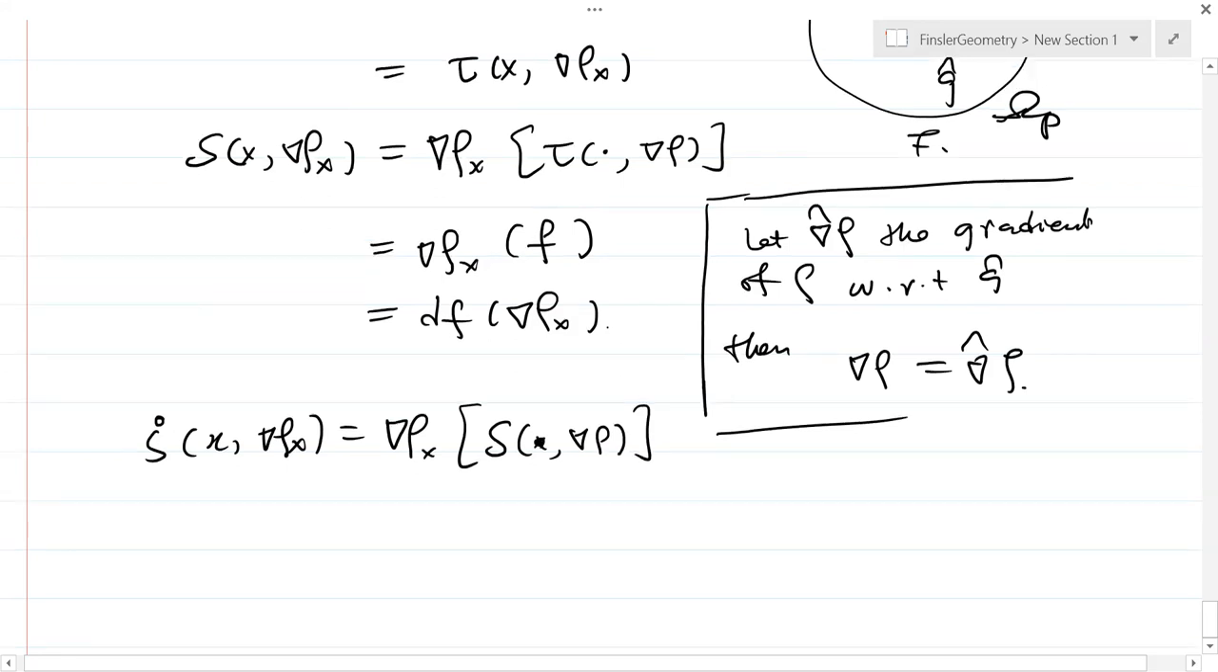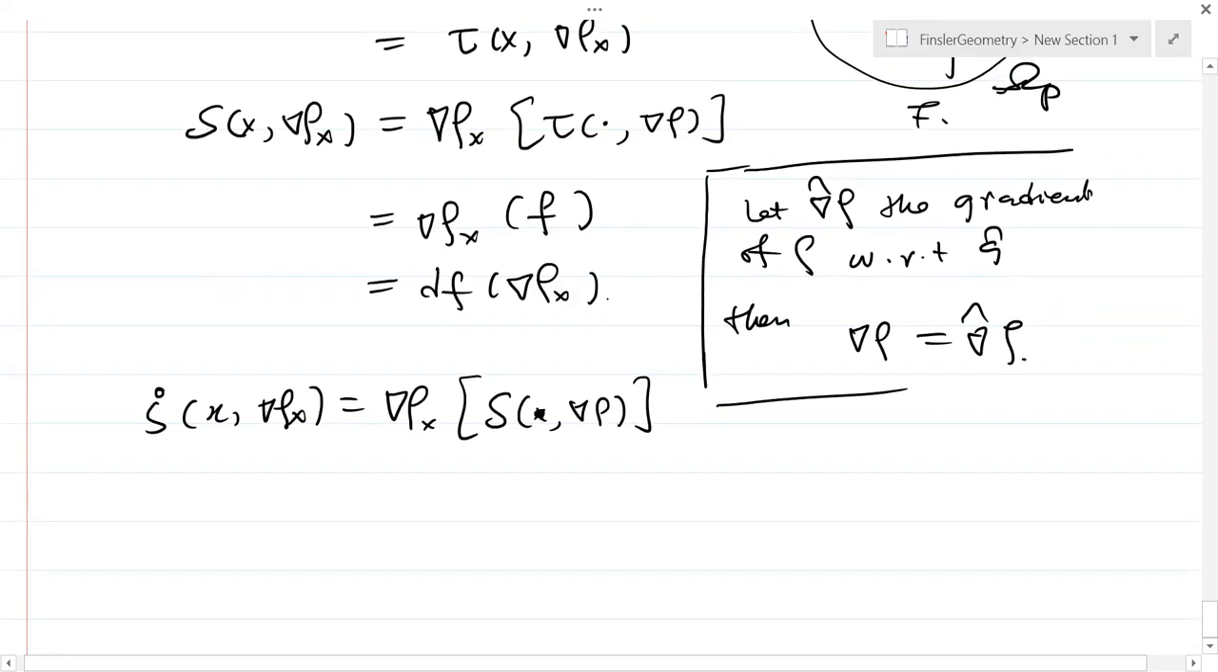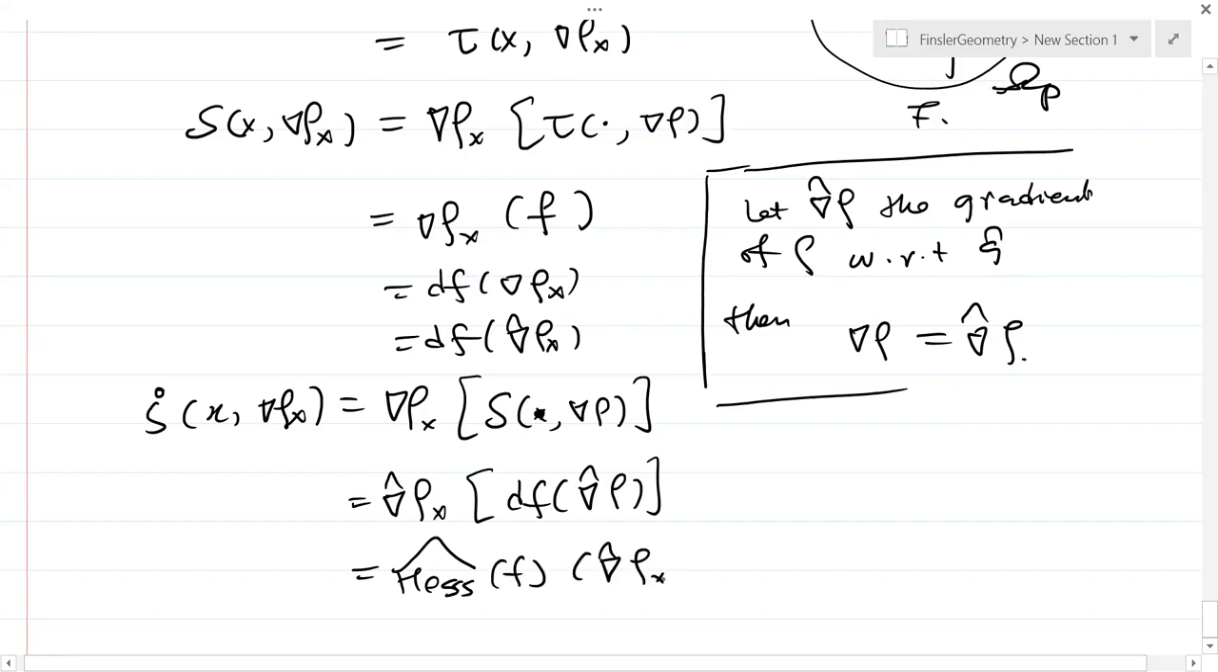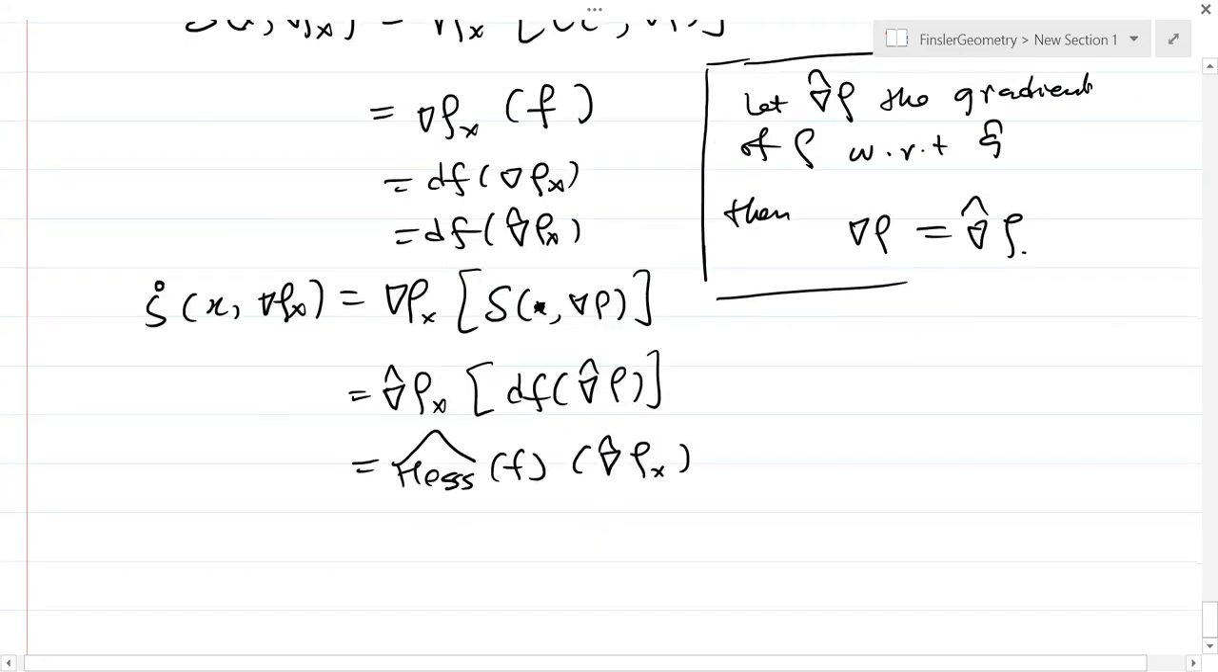So let me change this. On the right-hand side, I'm trying to express everything in terms of the Riemannian metric. So this is going to be the gradient of ρ, df. This is nothing but the Hessian of f evaluated in that direction. You see that this has become the Hessian.